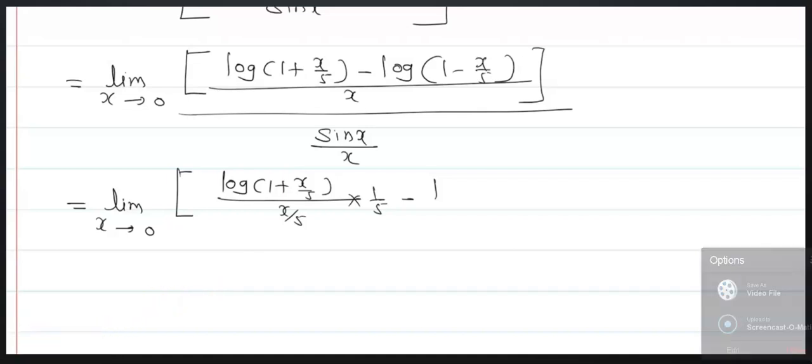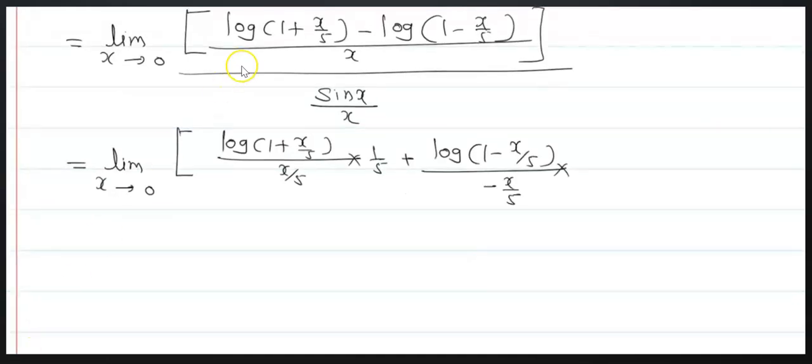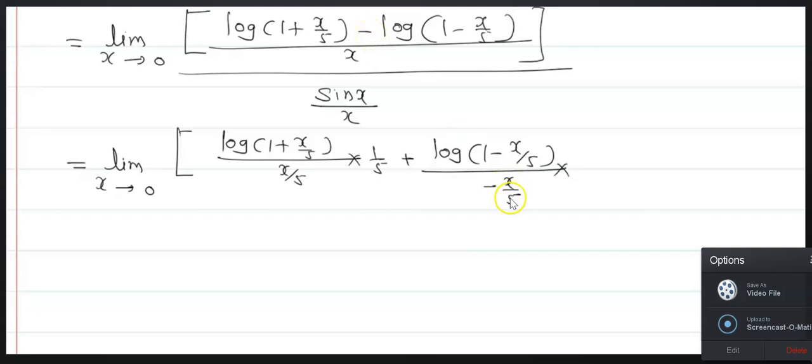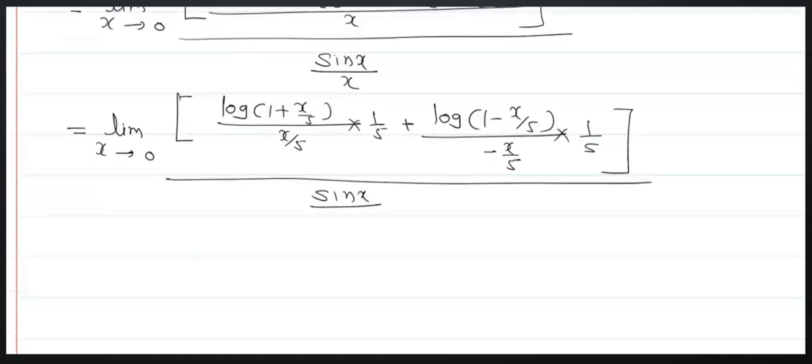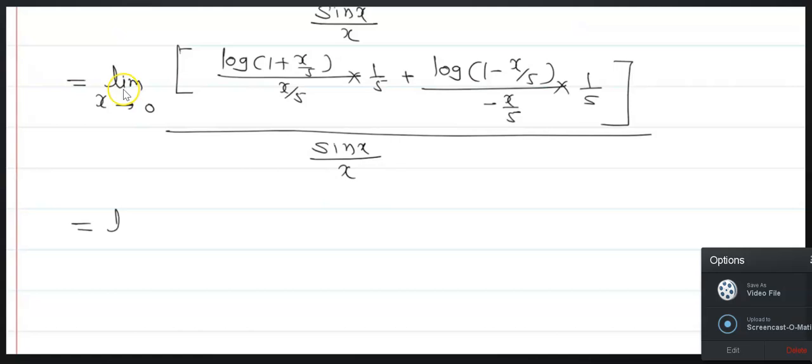Minus log of, see this here, the minus sign is adjusted here. That is a plus log of 1 minus x upon 5 upon minus x upon 5. Now I adjusted the minus sign here and I have written a plus sign into 1 upon 5. See this here, 1 upon 5, sin x upon x. Now see this here, as limit x tends to 0, the value of this limit is 1. 1 into 1 upon 5 plus 1 into 1 upon 5. That is 2 upon 5 upon 1.